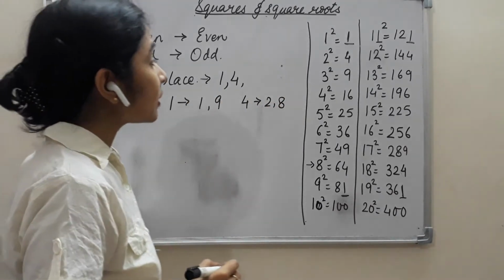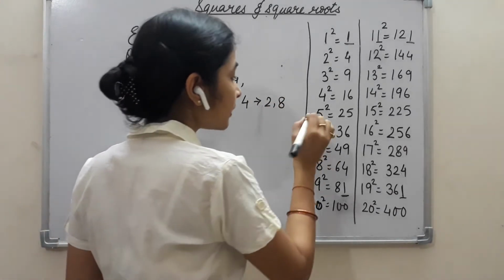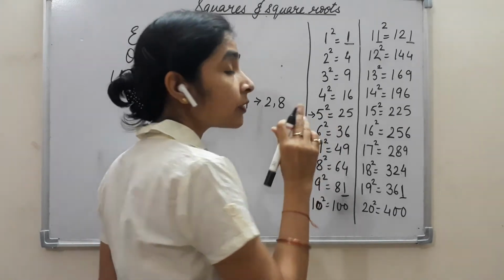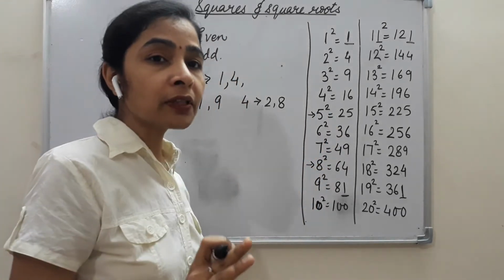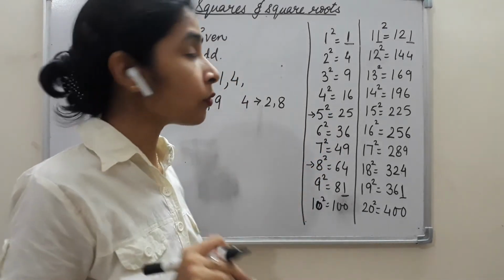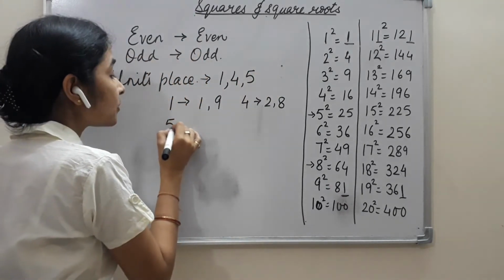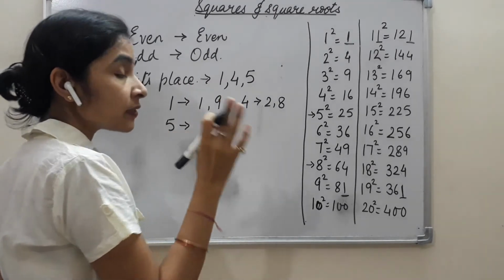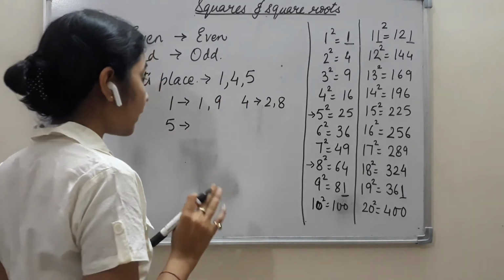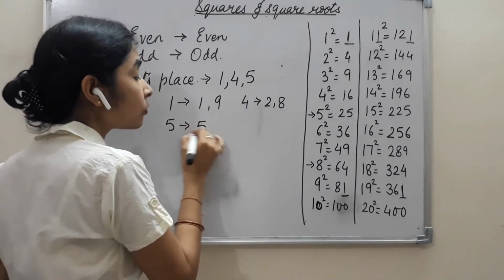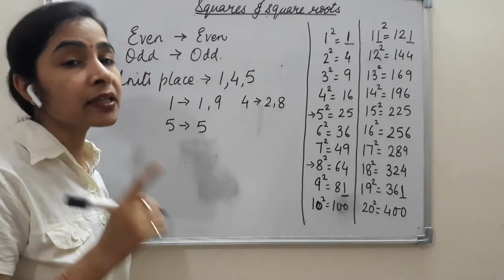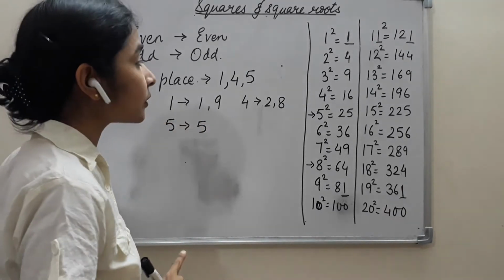Now the third number, let's come to 5. The numbers that end with 5, their squares also end with 5. So we can write here 5: numbers ending with the digit 5, their squares are also ending with 5. That means at the units place there is 5 in both cases.